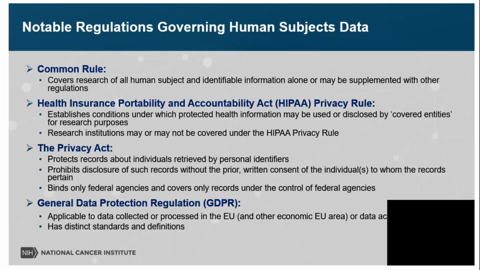Privacy Act. The Privacy Act protects records about individuals retrieved by personal identifiers such as a name, social security number, or any other identifying number or symbol. It also prohibits disclosure of such records without the prior written consent of the individuals to whom the records pertain. The most important part to know about the Privacy Act is that it binds only federal agencies and covers only records under the control of federal agencies. Hence, NIH complies with the Privacy Act.